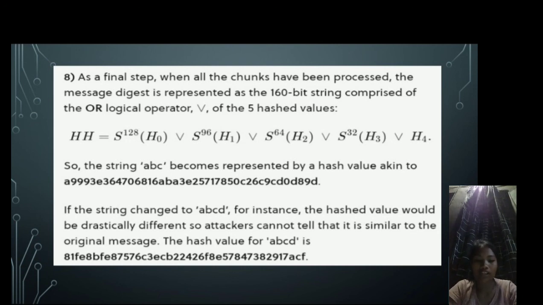The hash value for ABCD is 81FE8BFE 87576C3E CB22426F 8E578438 2917ACF.